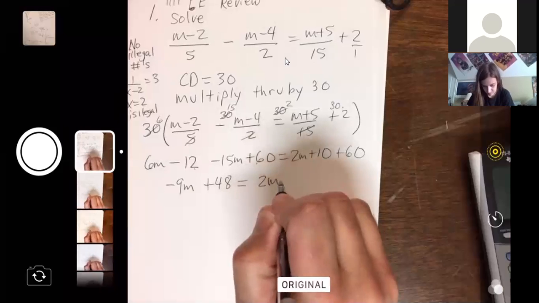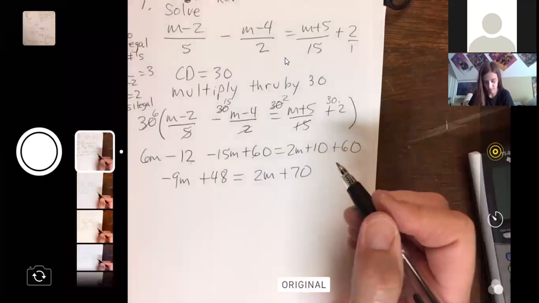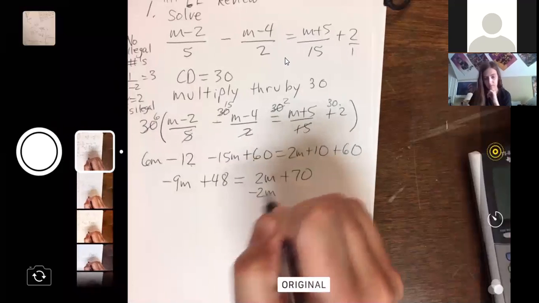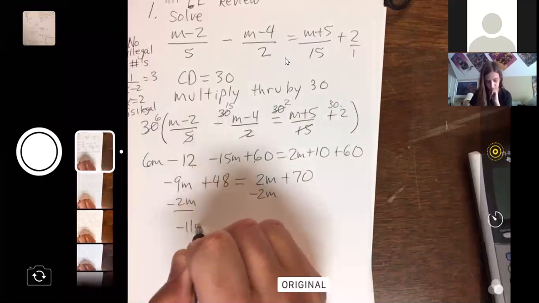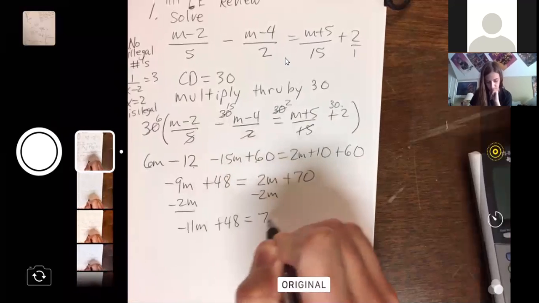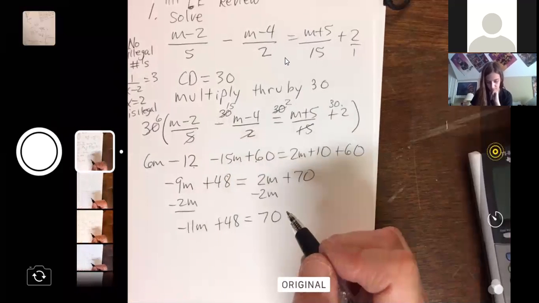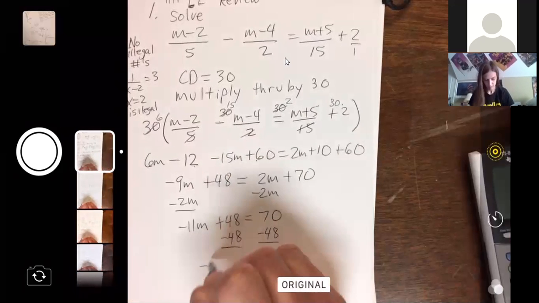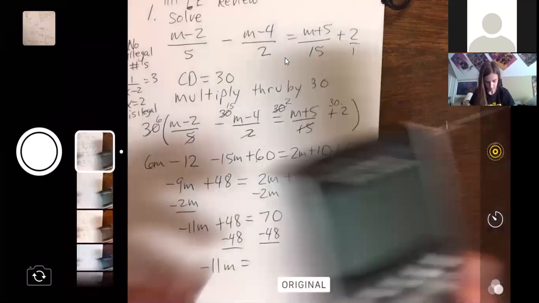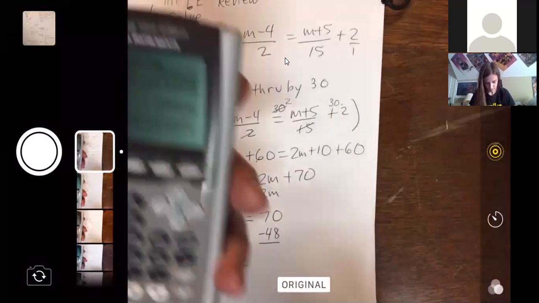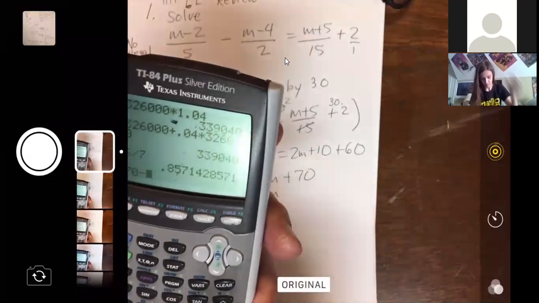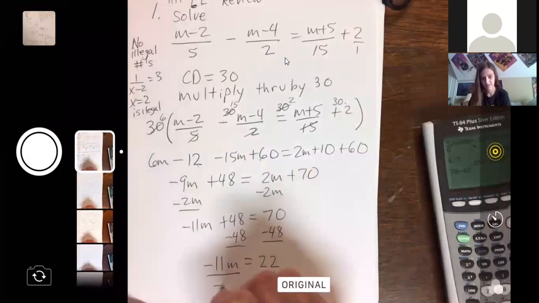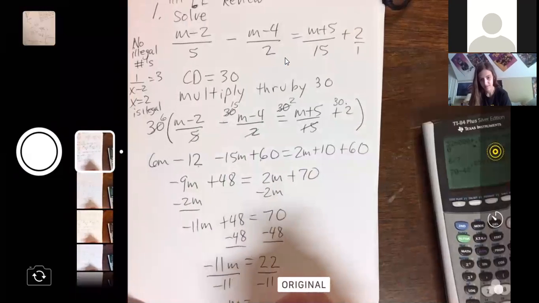On the other side, 2m plus 70. I'll take the m's to the left, so minus 2m, minus 2m. There's a negative 11m, plus 48, equals 70. Minus 48, minus 48. They're going to be negative 11m. I could punch it, or you can look on the key. We got 70 minus 48, 22. Oh, it's going to come out even. And so finally divide by negative 11, and m will be negative 2.